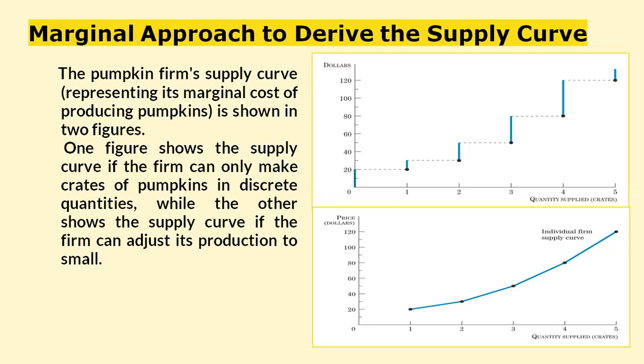One figure shows the supply curve if the firm can only make crates of pumpkins in discrete quantities, while the other shows the supply curve if the firm can adjust its production in small amounts.